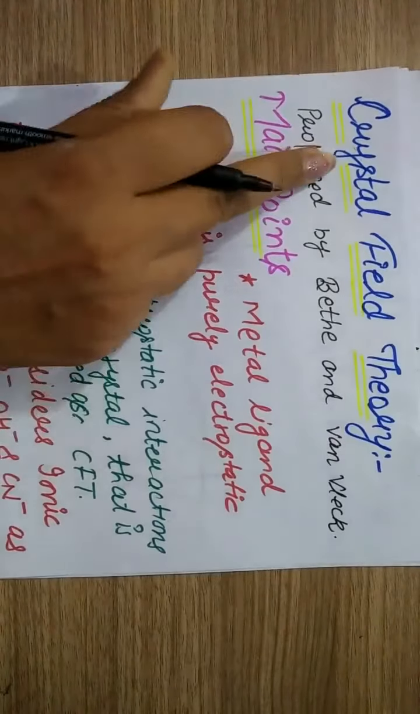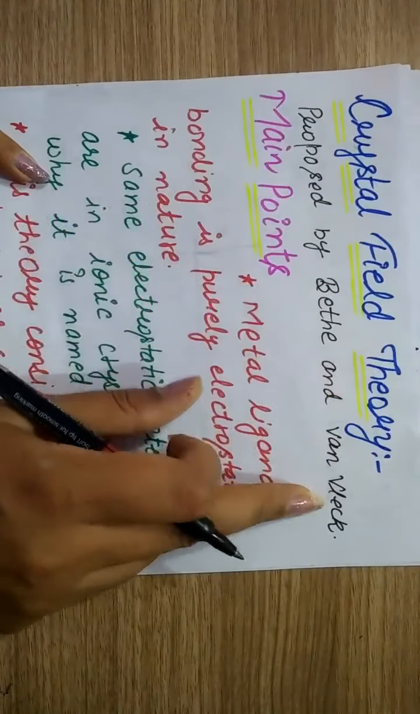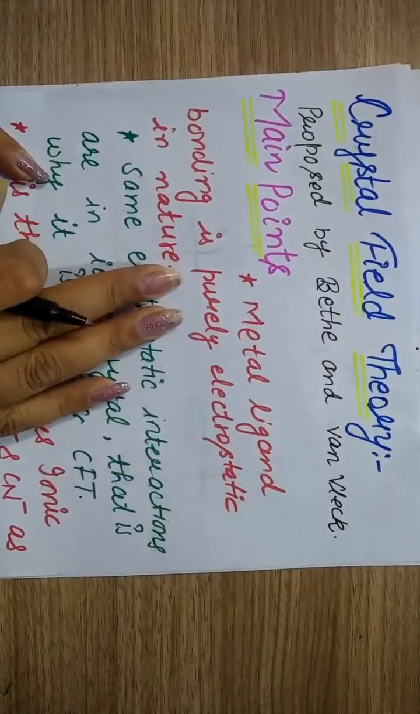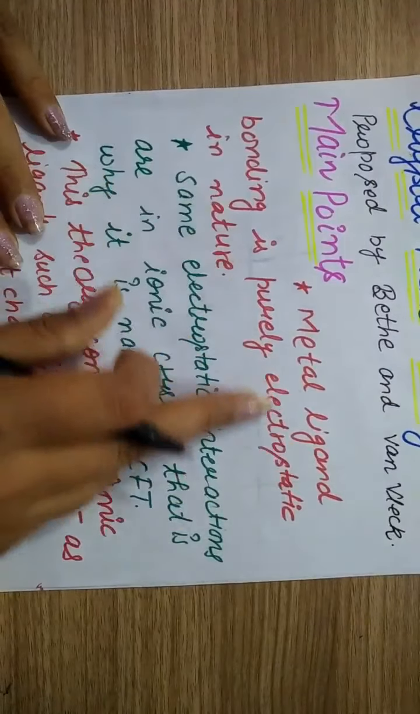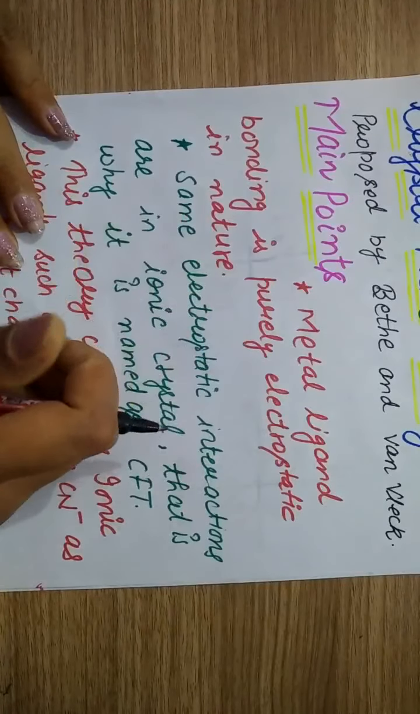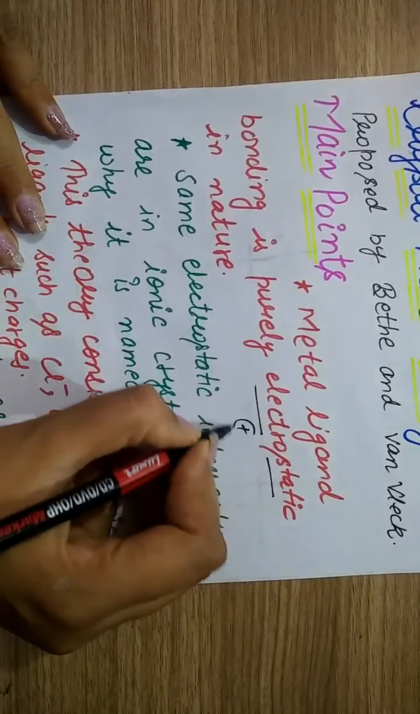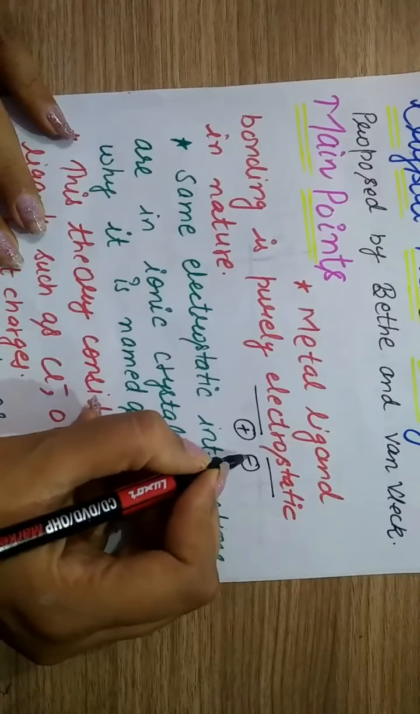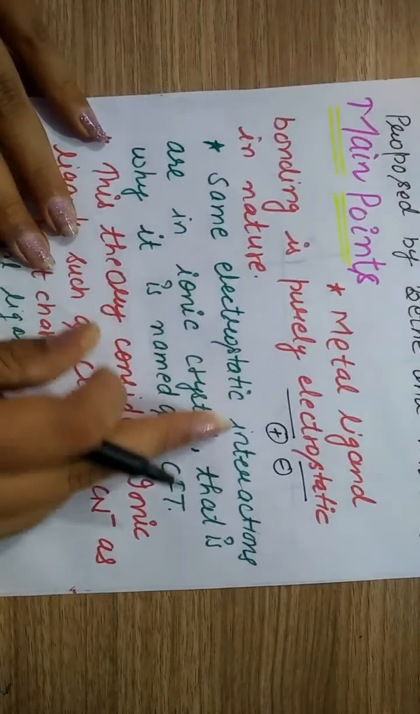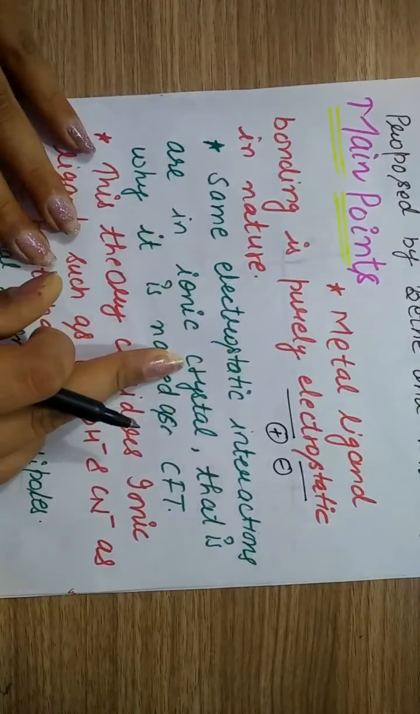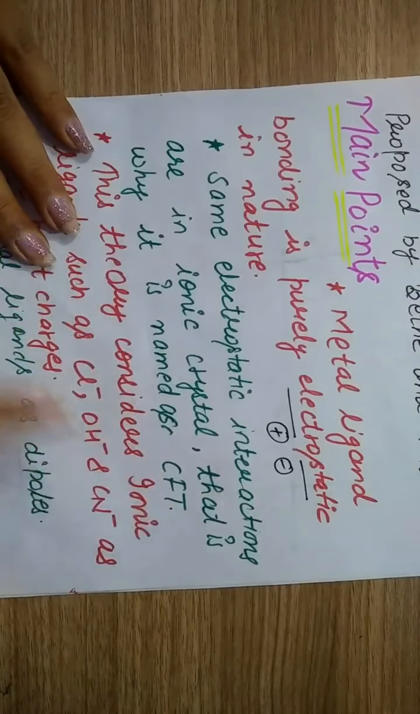Today's topic is crystal field theory. This theory is proposed by Bethe and Van Vleck. The main point of this theory is that it considers metal ligand bonding to be purely electrostatic in nature. Electrostatic means that we have positive and negative charge species and we discuss these interactions. The same type of interactions are found in ionic crystals. That is why it is named crystal field theory.